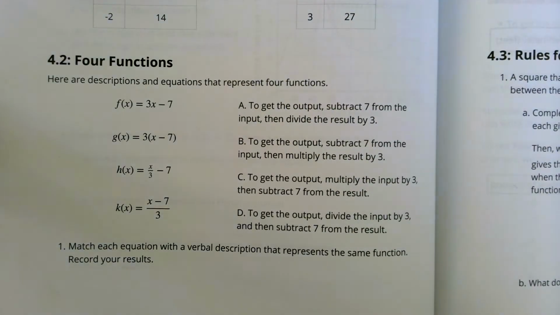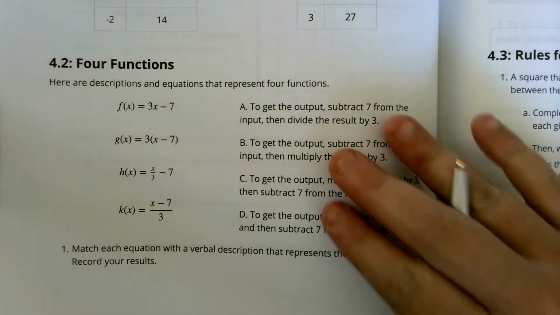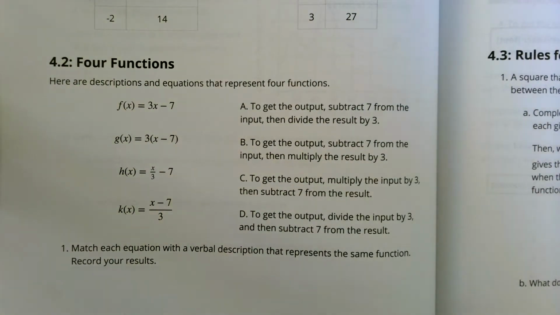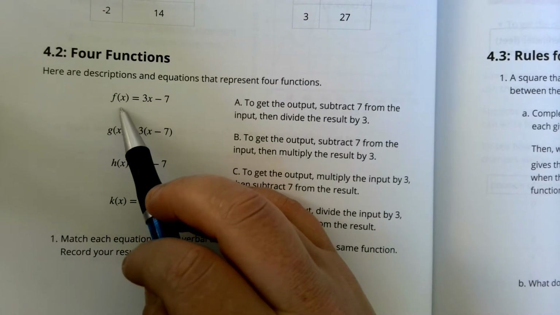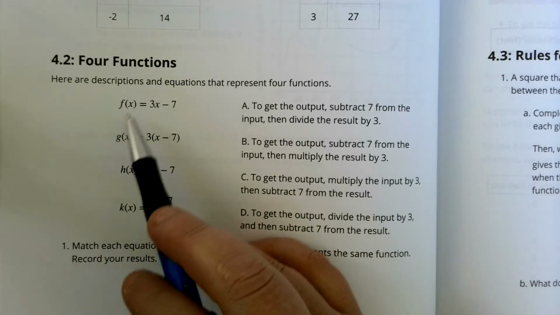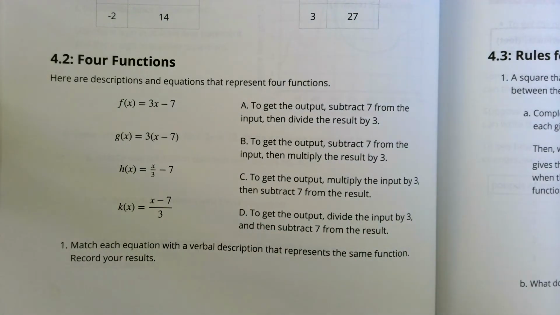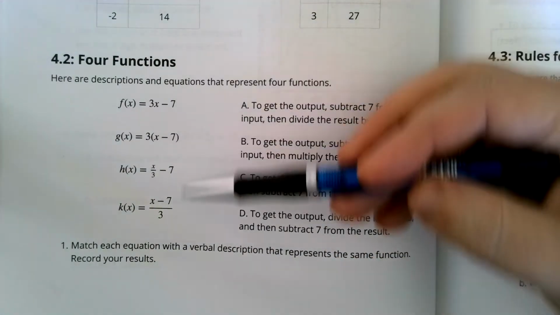So it says here are descriptions and equations that represent 4 functions, and you need to match up the function with the description. So I'm going to first look at the description, and remember, what goes in the parentheses is our input, and what's on the other side of our function is our output. Okay, so to get the output, we're looking at the right-hand side of these equations.